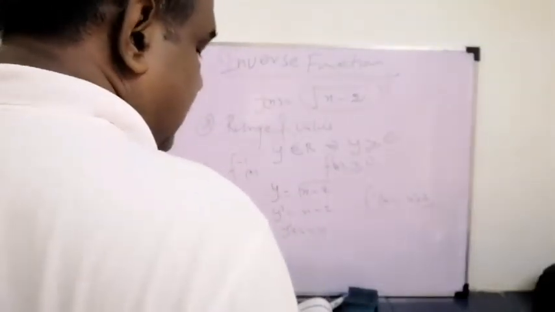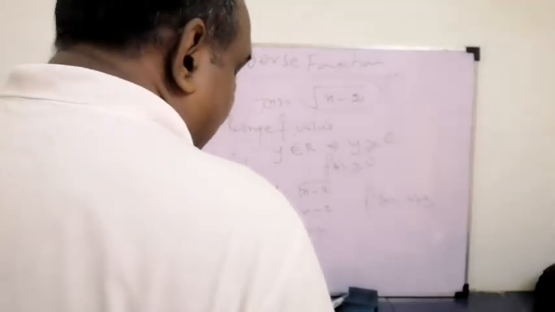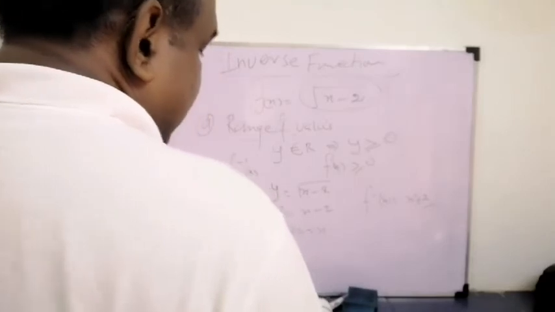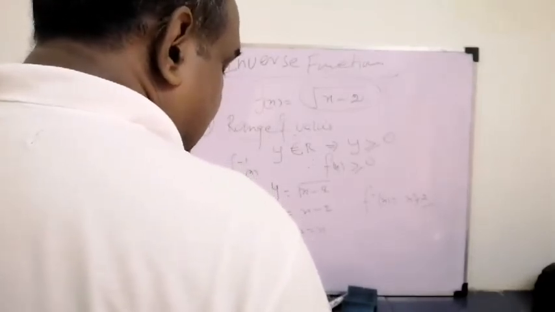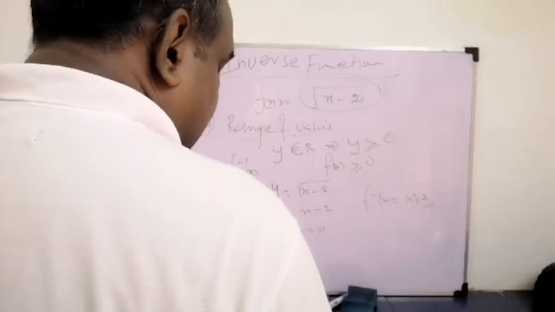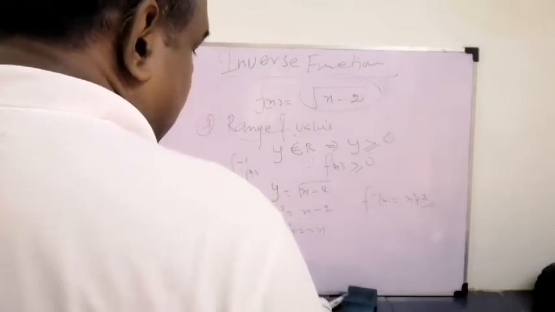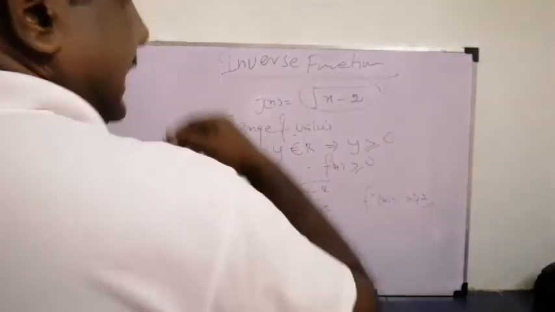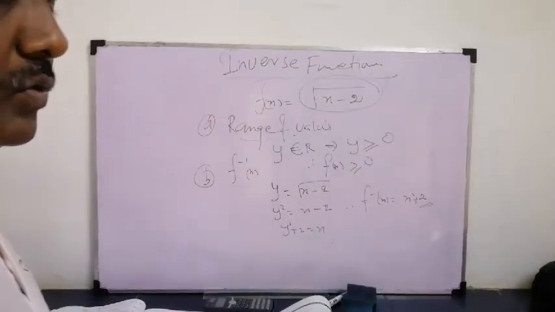The inverse function f inverse is x squared plus 2, where the domain of f inverse of x is the real values with x greater than or equal to 0. The range of f inverse is y greater than or equal to 2. When you substitute x equal to 0, it gives 2.